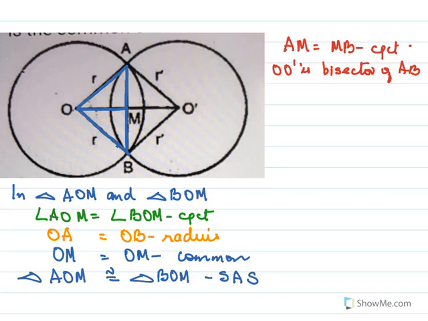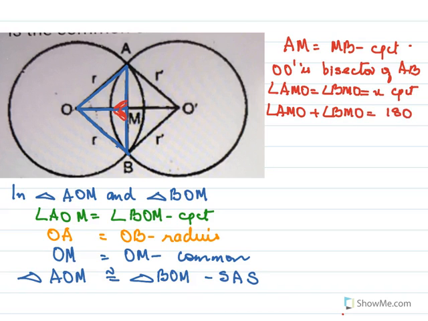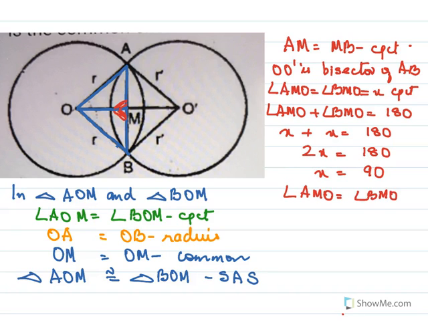We have shown these two triangles are congruent. Therefore, these two angles will be equal. Angles AMO and BMO are congruent by CPCT. So we get angle AMO equal to angle BMO equal to X. But both these angles form a linear pair. Angle AMO plus angle BMO equal to 180, because they form a linear pair. So X plus X equal to 180, 2X is 180 and X is 90. That means angle AMO equal to angle BMO equal to 90. So here we have proved that OO dash is perpendicular bisector.